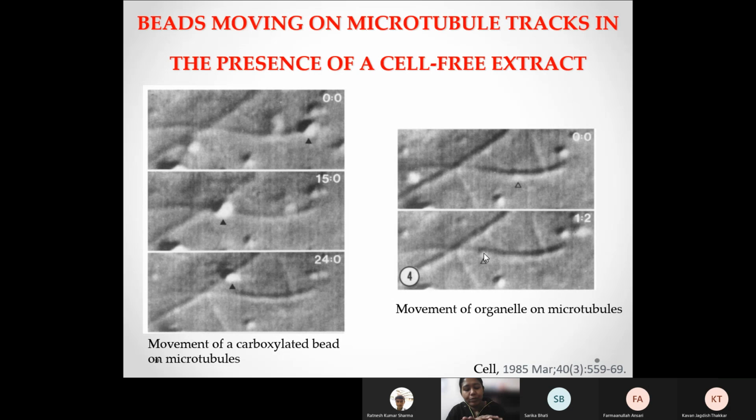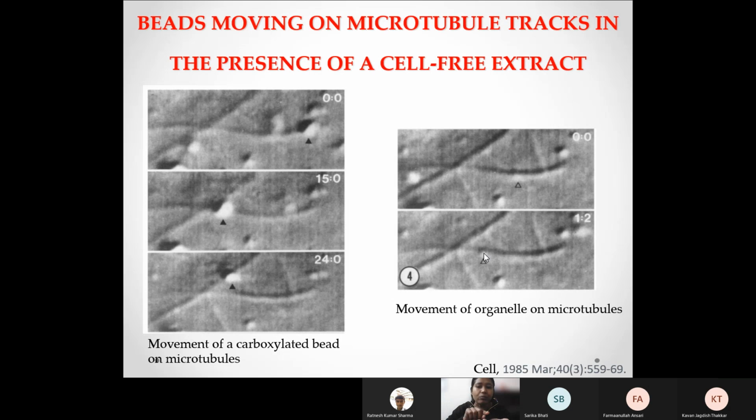So initially, what was it? They took a cell, put the beads inside, and then they saw, okay, the beads are moving in a specific way, in a specific orientation, a specific direction inside the cell. Now they took microtubules, they took the beads, and they took a cell-free extract. That is, you break open the cell, you don't have the cell anymore, but you have all the proteins that were present inside the cell. So you take that, you add that to your mixture of the beads, and now you put that on the slide with microtubules attached to it.